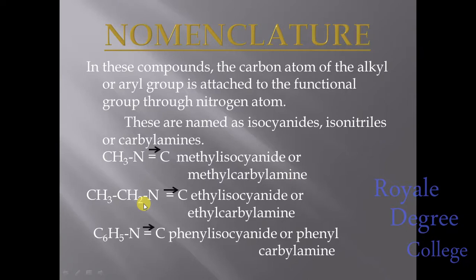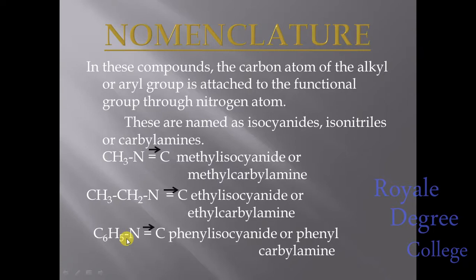Next one, CH3 single bond CH2 single bond and double bond, then the coordinate covalent bond with carbon. So here the two carbon atoms are present attached to NC. NC is the isocyanide. So ethyl isocyanide. It is also named as ethyl carbylamine.